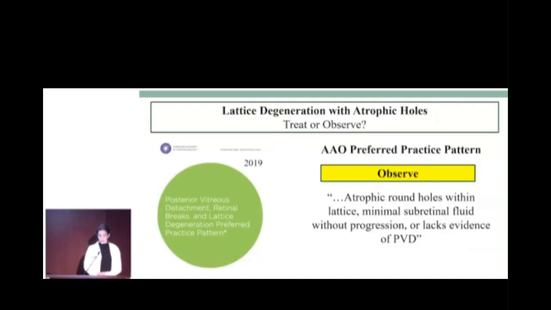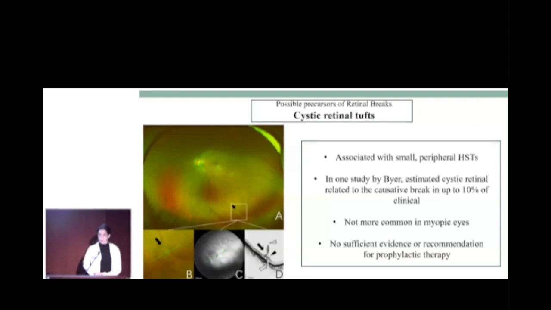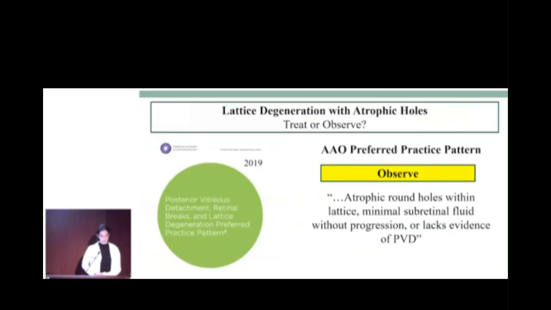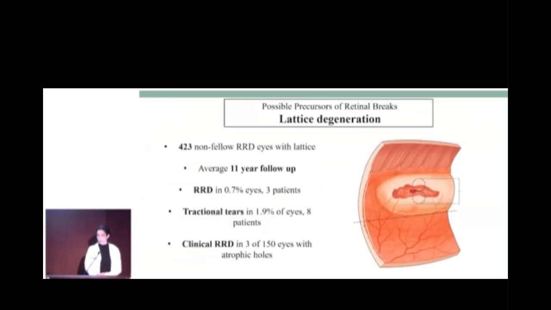And so the preferred practice pattern also observes this, and lattice is included in the recommendation when it involves atrophic holes, to usually observe. Like I said, some people quote the study by Folk that recommends treating all lattice in a fellow eye. But that study actually had its own limitations, including loss of benefit after greater than 6 diopters with more than 6 clock hours of lattice. They didn't see the benefit of preventing the RRD anymore.